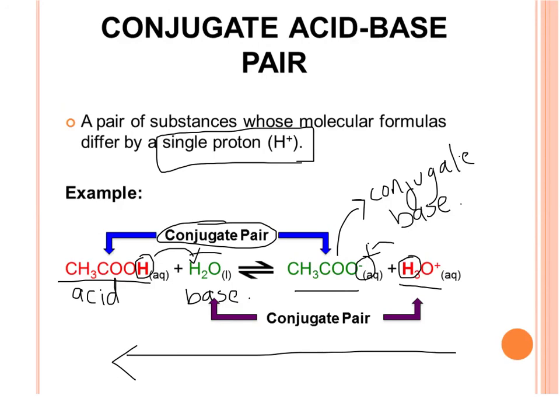The base water has a conjugate acid. This would be its conjugate acid. It differs because it has one extra proton. And it's a conjugate acid because it's the same deal. If we were going in the reverse direction, it would donate a proton to this ion here to form water and ethanoic acid.